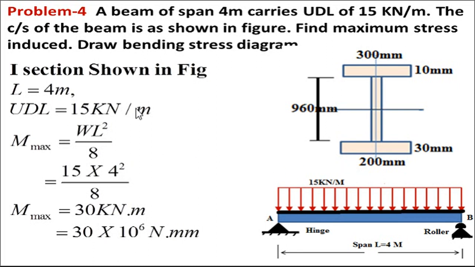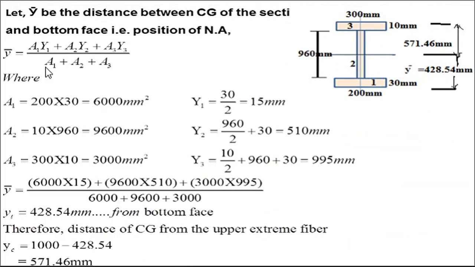Now first of all, the UDL is given. From that UDL use the formula for M max for a simply supported beam with UDL. The formula is WL square by 8. So W is 15 into L is 4 square by 8. You will get M max as 30 kilonewton meter. 30 kilonewton meter means 30 into 10 to power 6 Newton mm. This is M max.